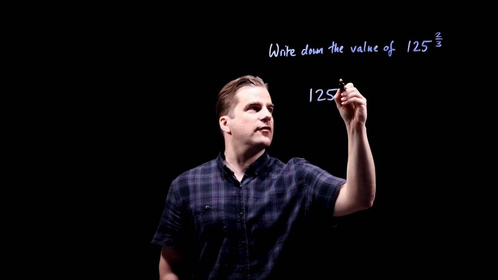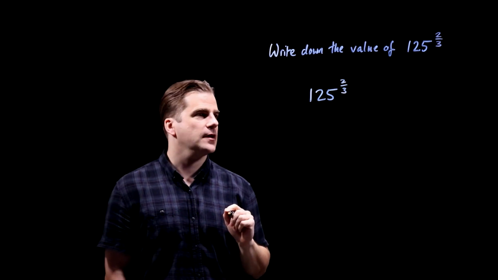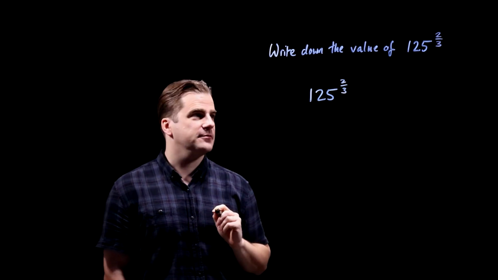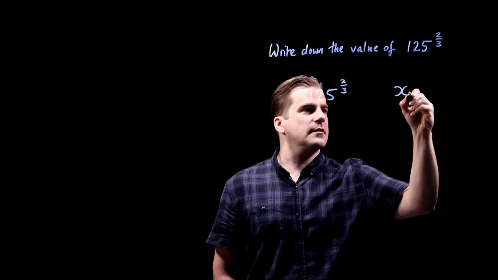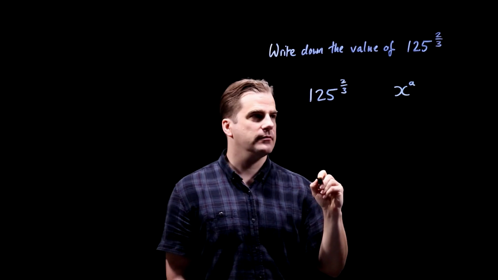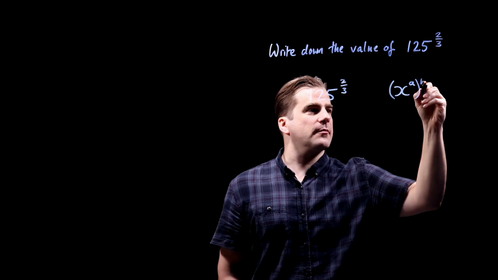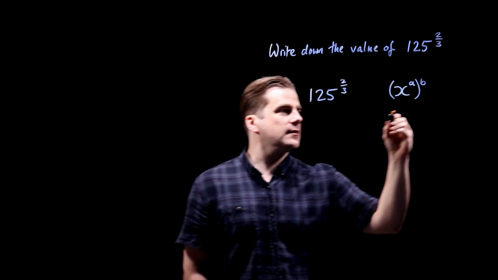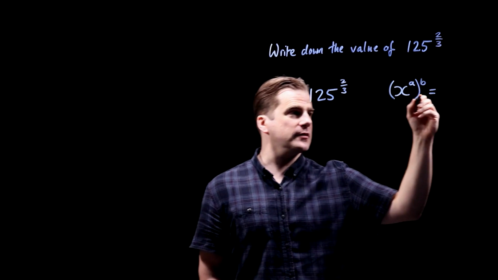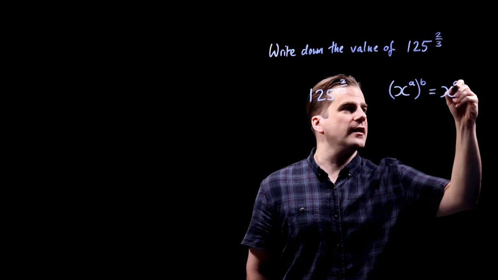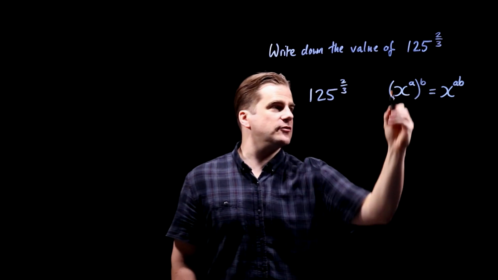So we've got 125 to the power of 2/3. If you watch my video called Power Rules, you'll know that something to some power, in brackets, all to another power, is equal to, you can remove the brackets and multiply the powers. That's equal to x to the a times b. Okay? And we're going to use that here.